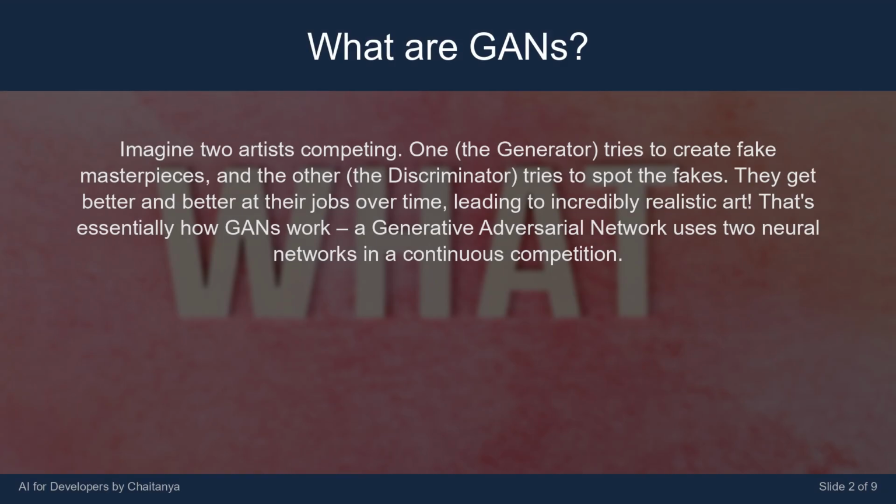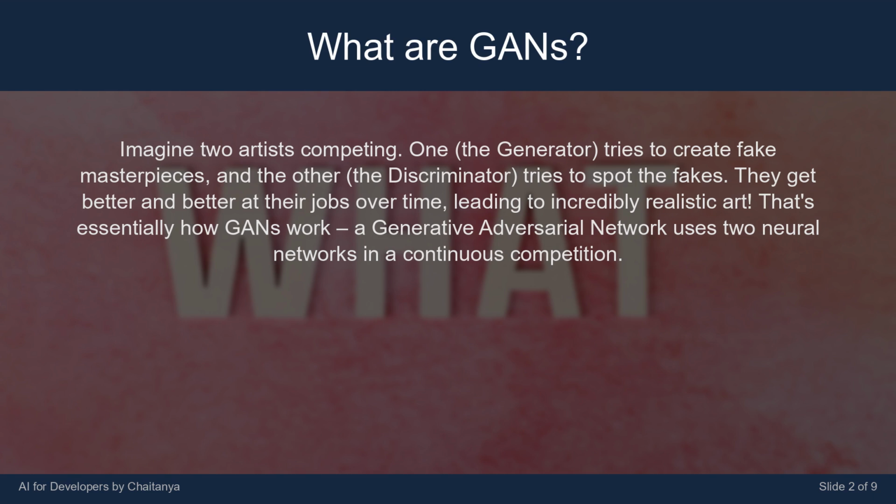One, the generator, tries to create fake masterpieces. And the other, the discriminator, tries to spot the fakes. They get better and better at their jobs over time, leading to incredibly realistic art. That's essentially how GANs work.